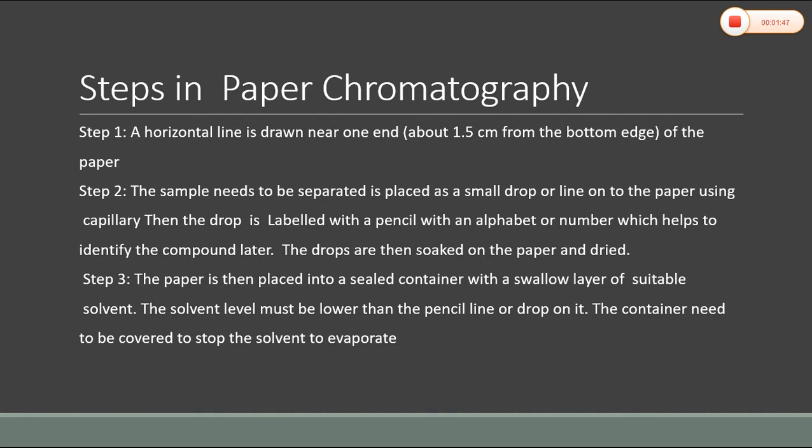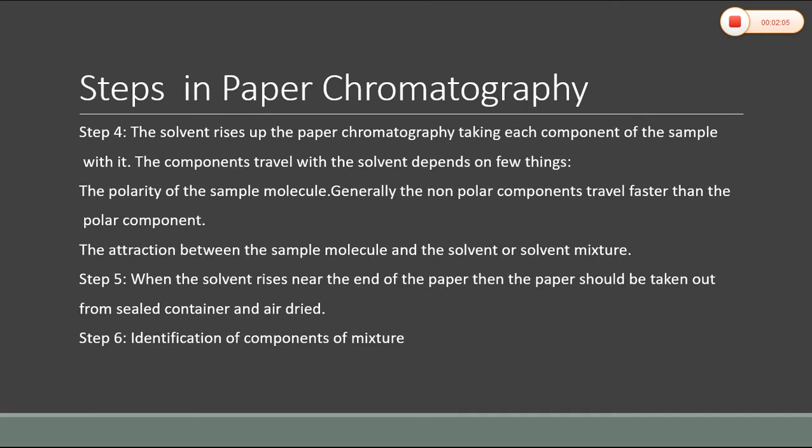Step 3. The paper is then placed in a sealed container with a shallow layer of suitable solvent. The solvent level must be lower than the pencil line or the drop on it. The container needs to be covered to stop the solvent from evaporating. Step 4. The solvent rises up the paper, taking each component of the sample with it.